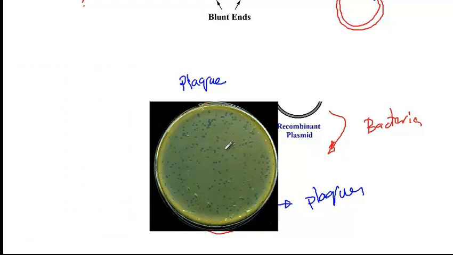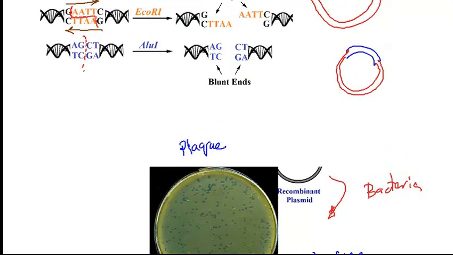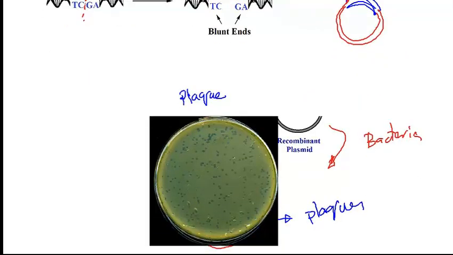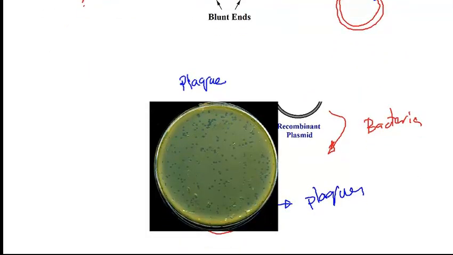Now the next step is to find out which of these bacteriophages is carrying our plasmid of interest that has the gene of interest cloned inside, because there are so many plasmids here and they have picked up so many different DNA fragments. But which one of these has the gene of interest that we would like to clone in order to understand its function?